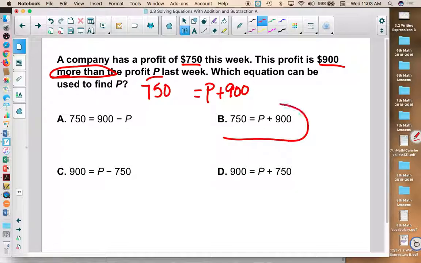It's this one right here. Question, Mr. Caden. I know what P is. You know what P is? What is P? Negative 250. Negative $250. Is he correct? I think it's 150. Negative 150.